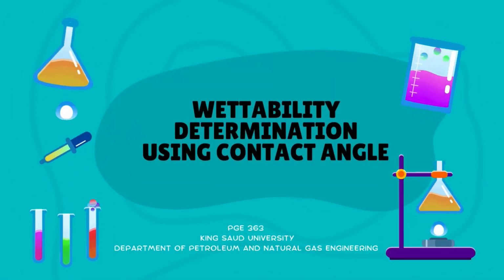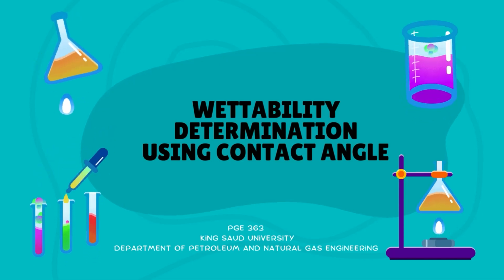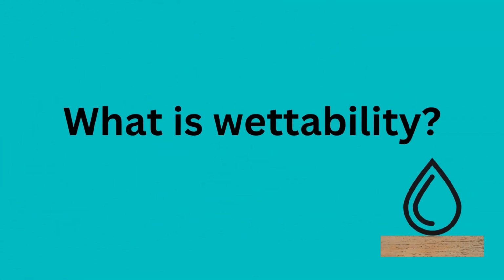In this video, I'll talk about an experiment: wettability determination using contact angle. The first thing that we have to know is, what is wettability? Wettability is the tendency of one fluid to spread on or adhere to a solid surface in the presence of other immiscible fluids.